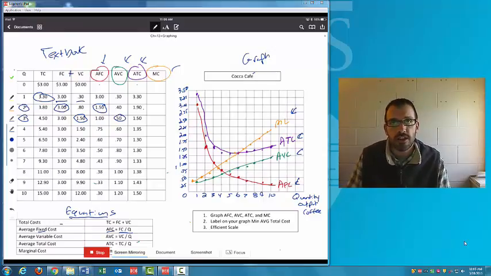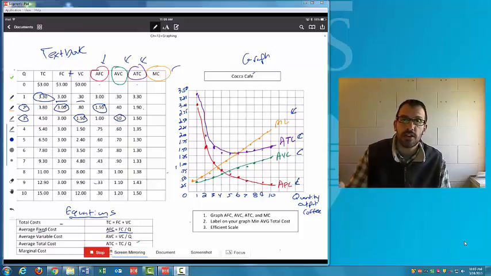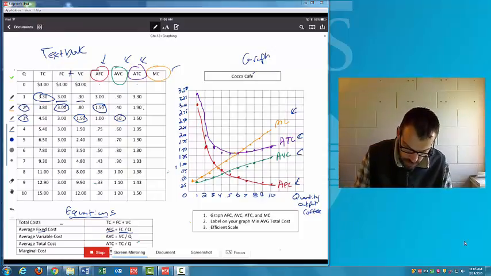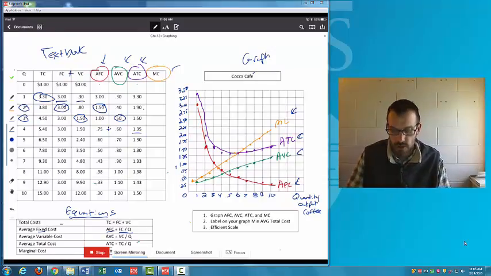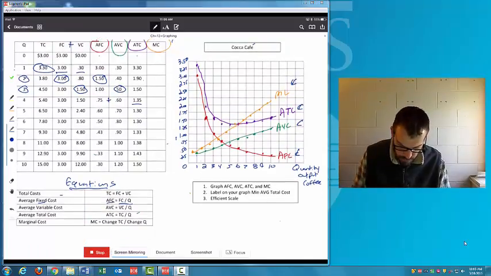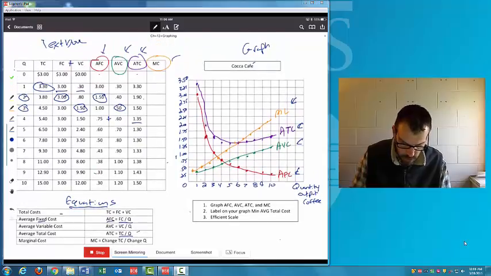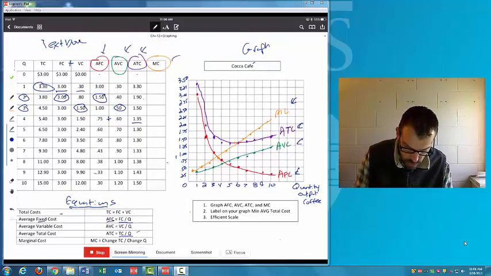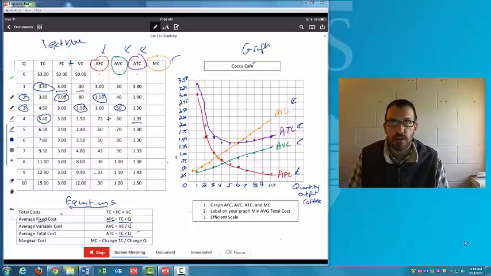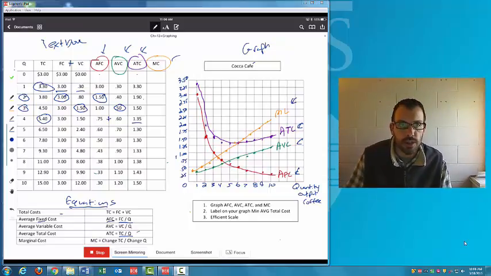Our average total cost you can actually compute two ways. You could technically add your average variable cost plus your average fixed cost. So if I add my 75 cents plus my 60 cents, I get $1.35. You can do it that way. Or the other way is based on our equation down here: average total cost is your total cost divided by your quantity. So you can take your total cost, which is $5.40, and divide that by your quantity of 4, and you would get $1.35 as well. Both equations will give you the same answer.